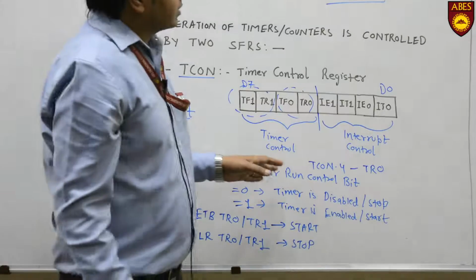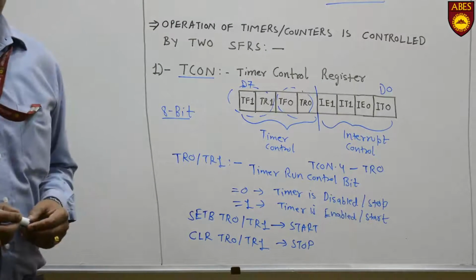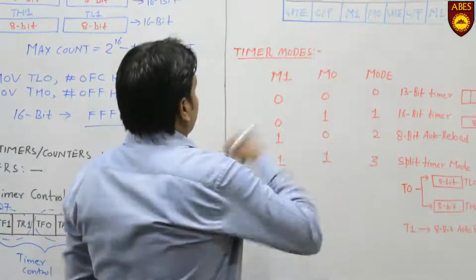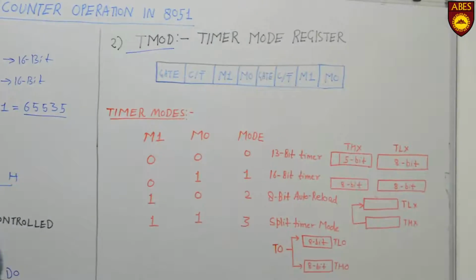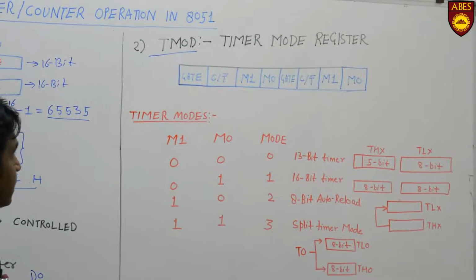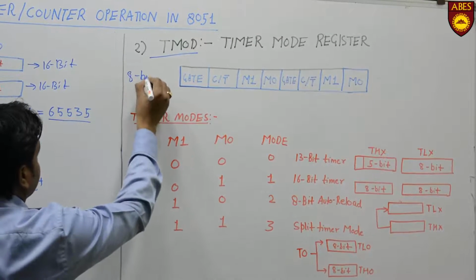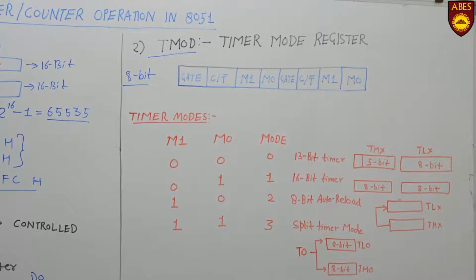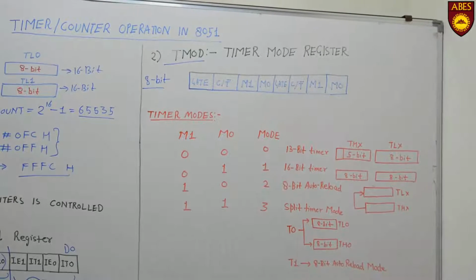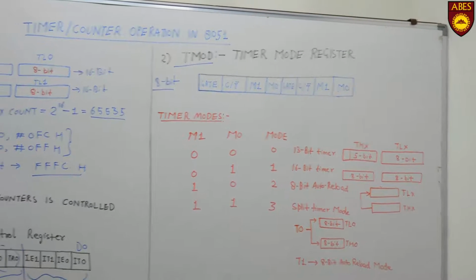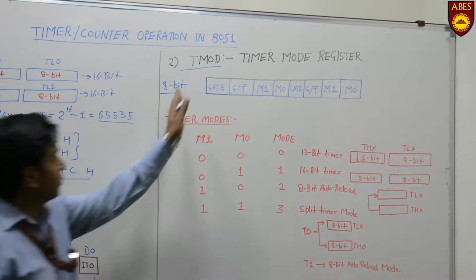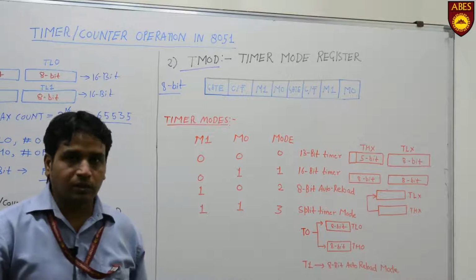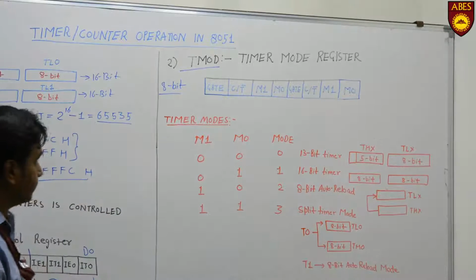Then the next special function register that is used for the functioning of the timer counter is the TMOD register. This stands for timer mode selection register. Again, this is an 8-bit register. Similar to the TCON, it is also an 8-bit register, but the difference is that the TCON register was bit addressable. The individual bits can be accessed with the help of instructions, but in case of TMOD, this is not a bit addressable register. The complete 8 bits we have to load inside this register to initialize this function.